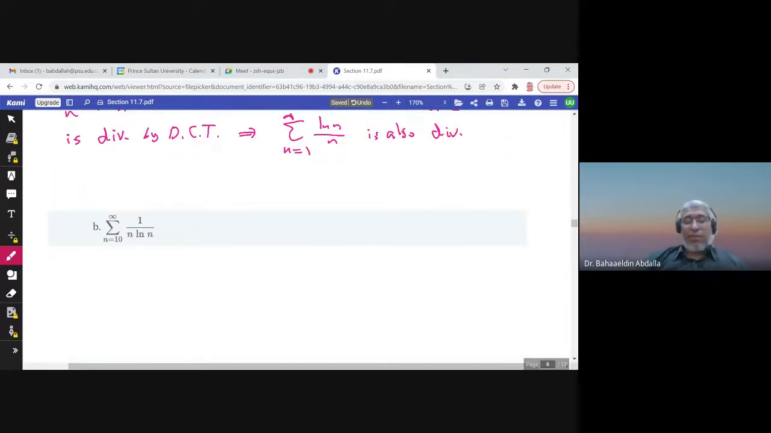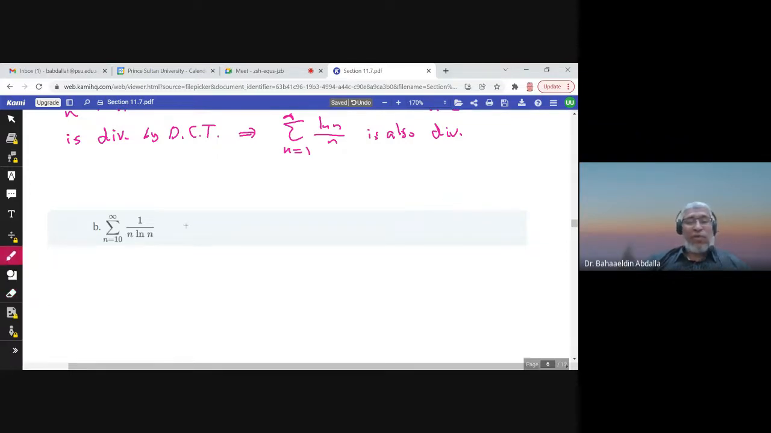While here, I have to use the integral test. I cannot compare it with 1 over n. I would like to compare it with 1 over n, but I don't have a direct way to prove that this is greater than 1 over n, because ln n is greater than 0. So n ln n is greater than n. So actually this is less than this, not greater than. So I can use the integral test.